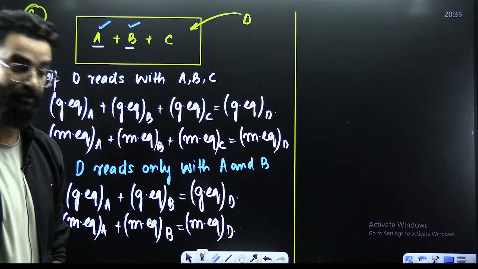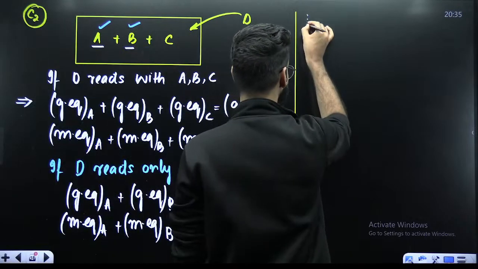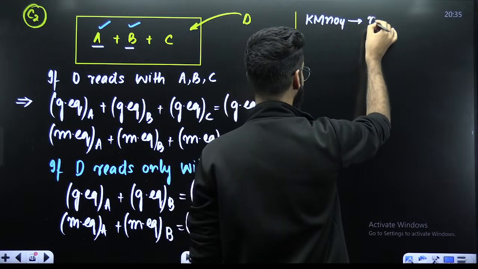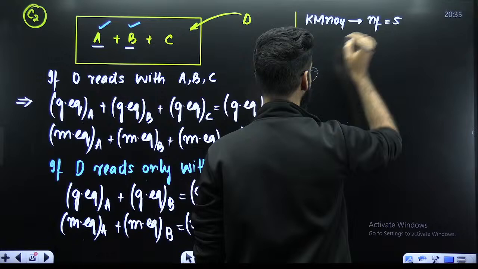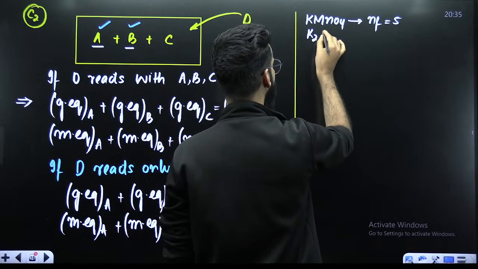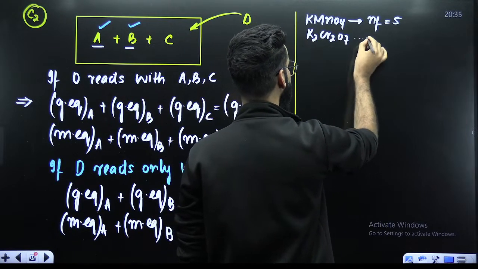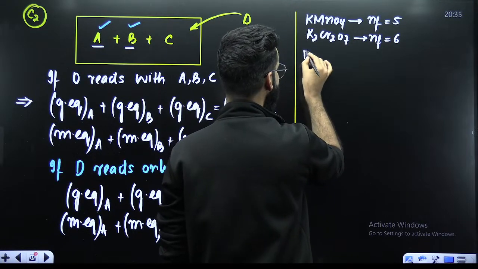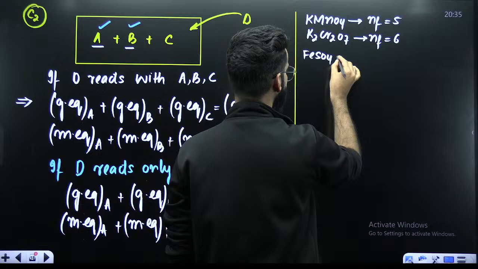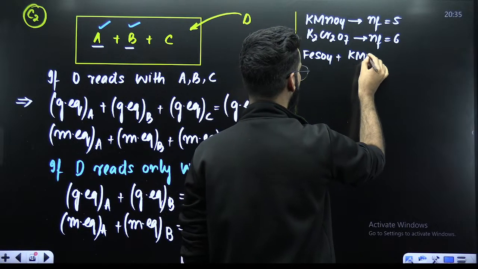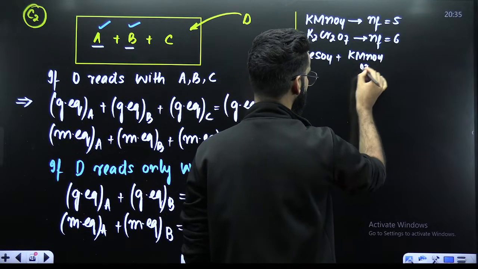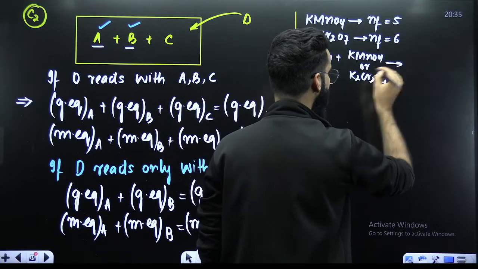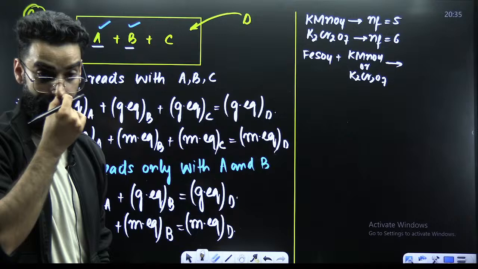They are very important, right? First of all, this is something which you will already be knowing, KMnO4. What is the n factor of KMnO4 in acidic medium? 5. What is the n factor of K2Cr2O7 in acidic medium? 6. Now, for example, imagine that you have got FeSO4. You are making it react with KMnO4 or K2Cr2O7. What's going to happen? You should know it now.